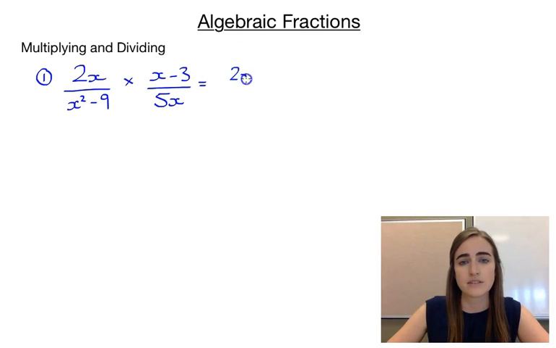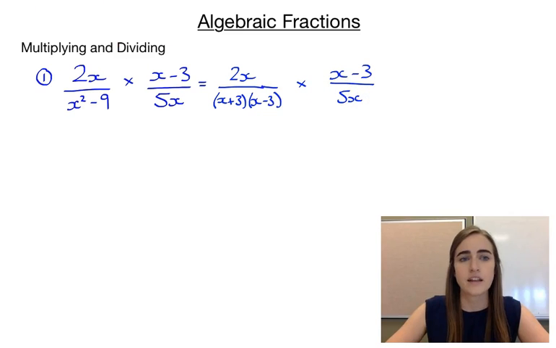So we're going to have 2x over this one here, that x squared minus 9, that's the difference of two squares. So we can factorize that to x plus 3, x minus 3, times, and then we've got, there's nothing on this side that can factorize, so x minus 3 over 5x. So now we need to look and see what we can cancel. So we can cancel anything on the top with anything on the bottom. So for example, this x here and that x there, we can cancel those out. And this x minus 3 and that x minus 3 there, we can cancel those out as well. So they divide through to give 1 all over the place.